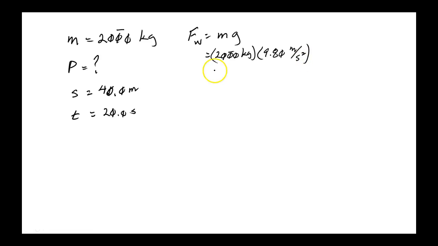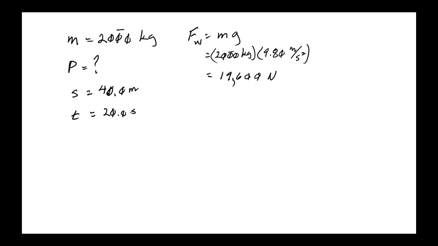And if you multiply those out, I'm pretty sure you get 19,600. Does that sound right? Yeah. Because this is almost 10 times 2,000 would be 20,000. This is just under 20,000. What units would that be? Kilogram meter per second squared. Newtons. Excellent. So there's our force.